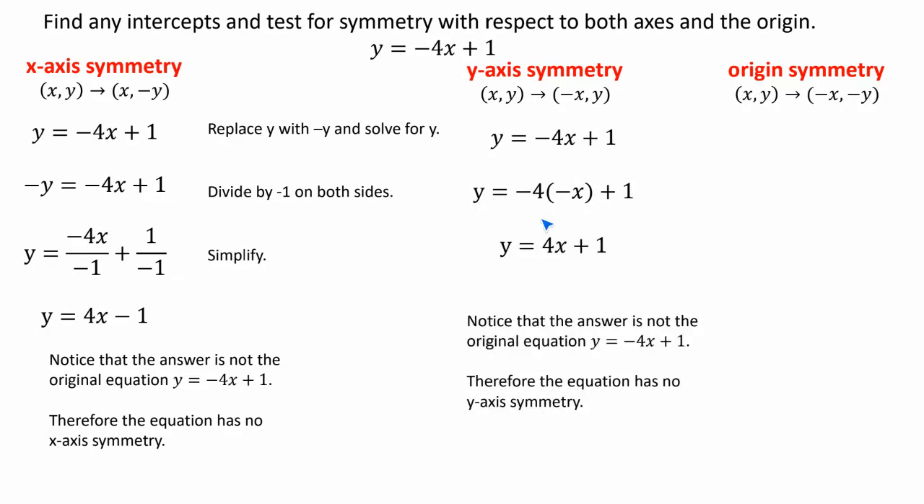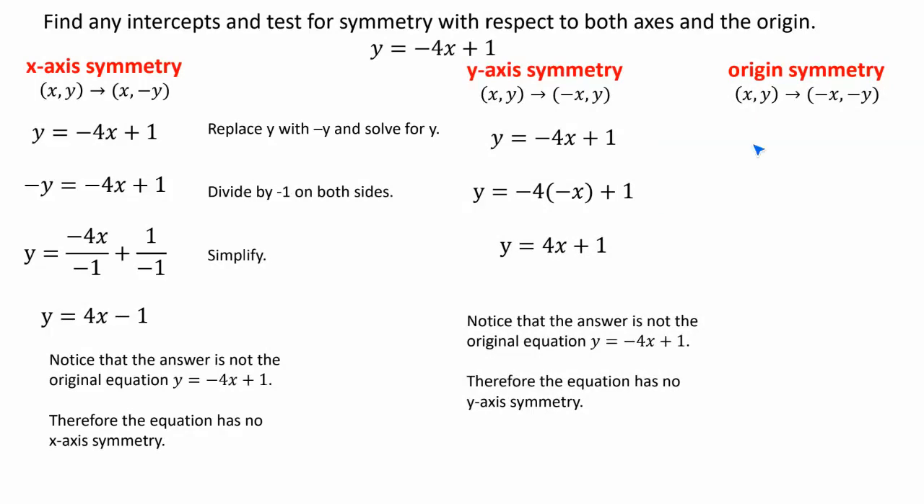So negative times negative x is 4x plus 1. So again, we can compare and we can see that my result here is not the same as my original equation. Therefore, there's no y-axis symmetry.